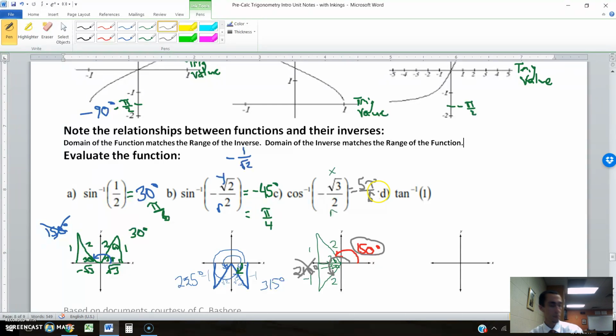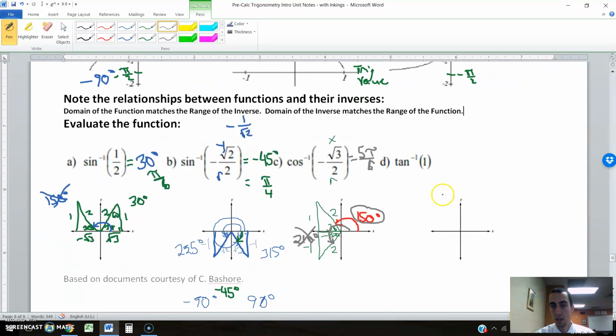Last example. You've got tangent inverse. Tangent inverse of 1. I like to think of this number 1 as the fraction 1 over 1. Now remember that tangent is y over x. So I'm going to make a triangle with a y and an x, each of 1. Turns out I can. The 1, 1, root 2 triangles have that property.